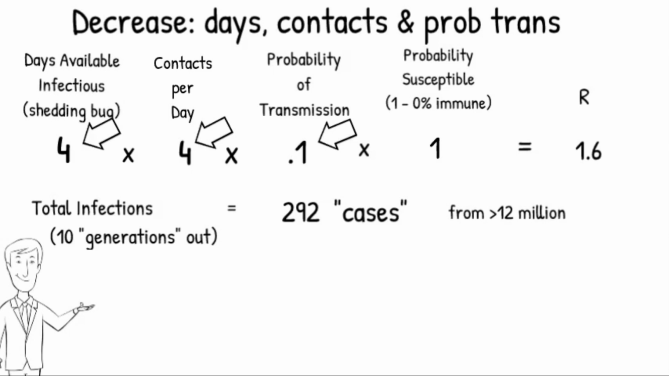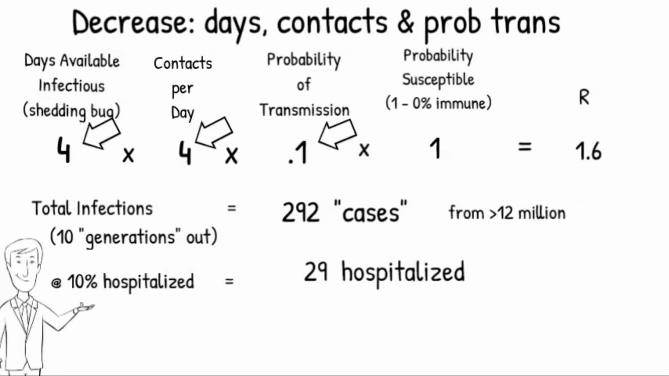And at 10% hospitalization, we reduce the number of hospitalizations to 29 hospitalized, and at 1% death, we get 3 deaths. That's down from the original 122,000 deaths just by staying home when you're sick to reduce the number of days you are available to make contacts when you're spreading or shedding the virus, and reducing the number of contacts you make per day when you are out, and reducing the probability of transmission per contact by things like frequently washing your hands, coughing into your elbow, disinfecting, keeping it 6 feet apart, that type of thing.